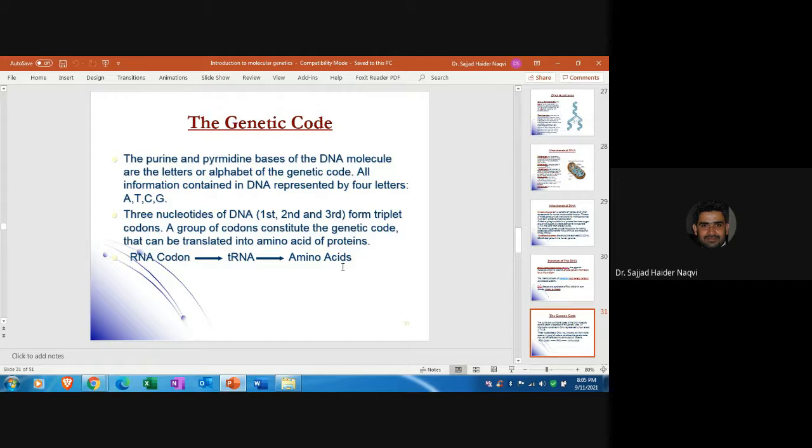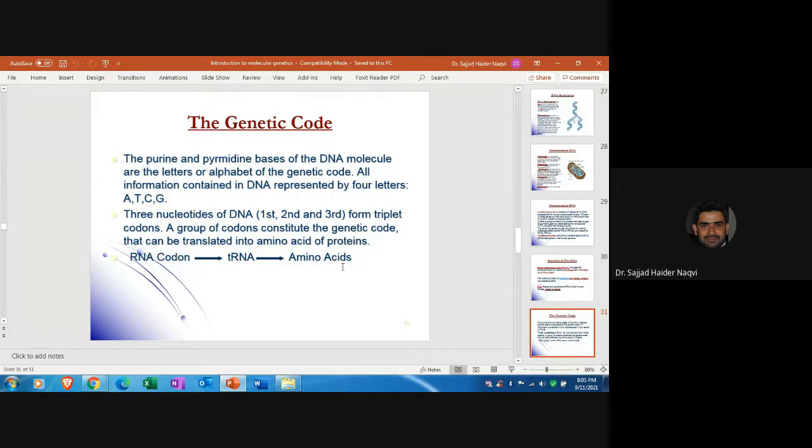So a group of codons constitute the genetic code that can be translated into amino acids. One genetic code or codon, which is comprised of three nucleotides, refers to one amino acid. That means the second codon refers to the second amino acid, and so on and so forth. When you got multiple amino acids formed, we know that amino acids join together to form proteins, and that's how protein synthesis takes place.